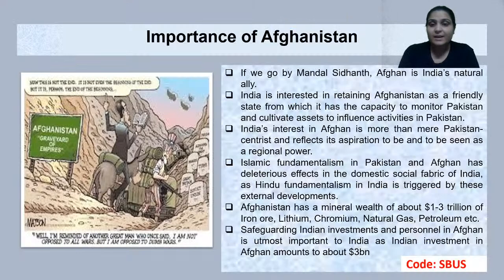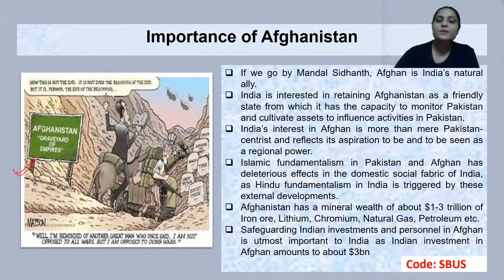Now, what is the importance of Afghanistan? As you can see in this cartoon, Afghanistan is actually a graveyard of empires, about which I already talked. Now look at the position of Afghanistan. Pakistan comes in between Afghanistan and India, and Pakistan is India's enemy. According to the Mandal Siddhant, or Chanakya's philosophy, your neighbor's enemy is your friend. Pakistan's neighbor is Afghanistan, and Pakistan's enemy is India's friend, and that's why, as per the Mandal Siddhant, Afghanistan is India's natural ally, and that's the status we give to Afghanistan.